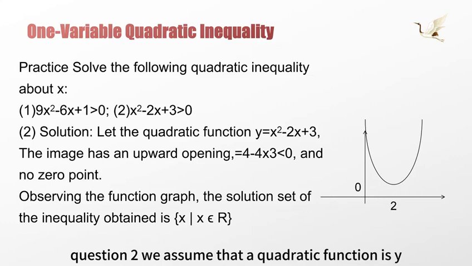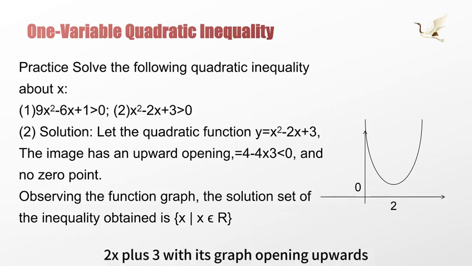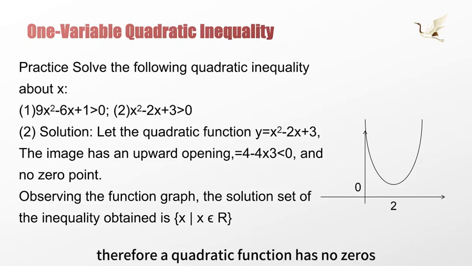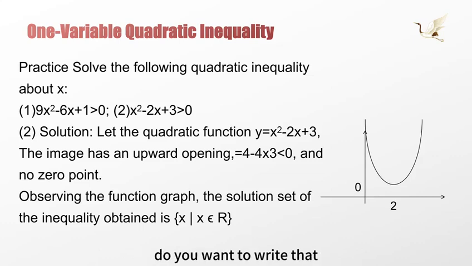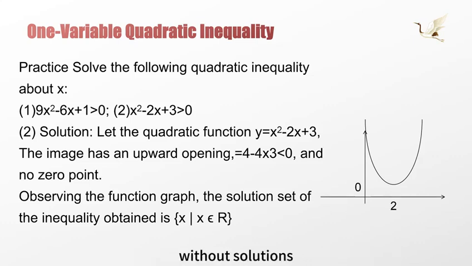Question 2. We assume that a quadratic function is y equal to x squared minus 2x plus 3, with its graph opening upwards. The discriminant, b squared minus 4ac, is less than 0. Therefore, the quadratic function has no zeros. What do you want to write next? Do you want to write that the solution set is an empty set? You must pay attention to distinguishing between quadratic equations without solutions and quadratic functions without zeros.